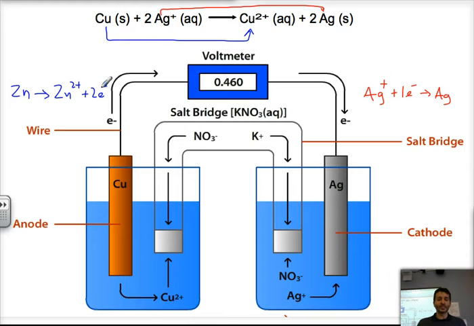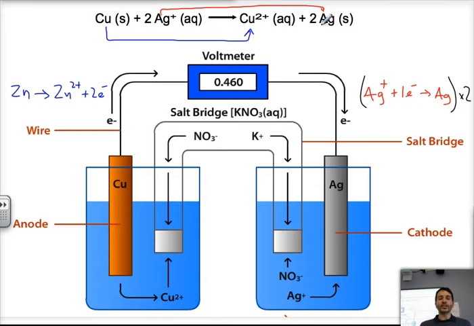Because this has to be balanced, the number of electrons must match on both sides. We are just going to multiply our equation times 2 on this side. So we're going to make 2 atoms of silver metal for every atom of zinc metal that becomes zinc ion.